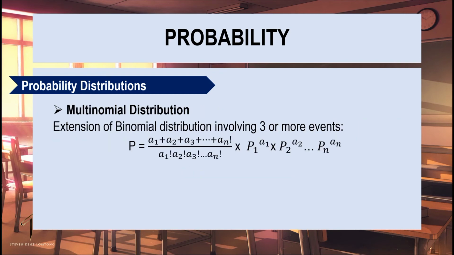Then we also have the multinomial distribution, an extension of the binomial distribution involving 3 or more events. So our probability is equal to a sub 1 plus a sub 2 plus a sub 3 and so on and so forth until a sub n, factorial, all over a sub 1 factorial multiplied by a sub 2 factorial multiplied by a sub 3 factorial and so on. Then multiplied by the probability of the first event, probability of the second, and so on. So that's the multinomial distribution.